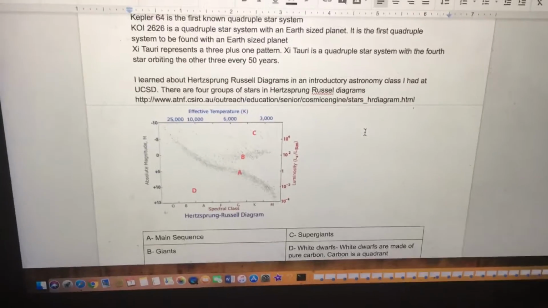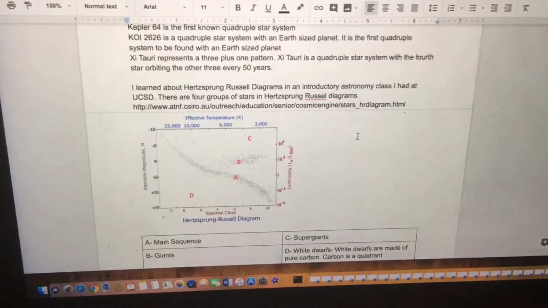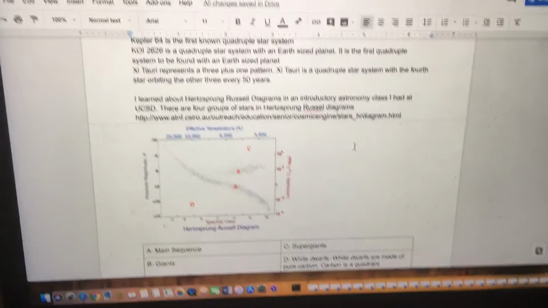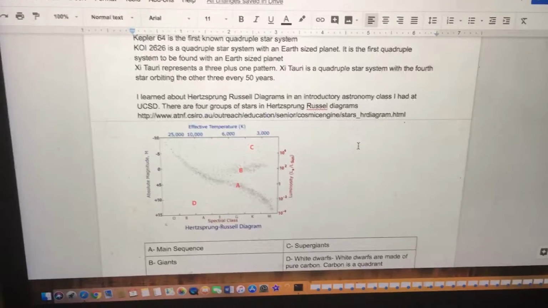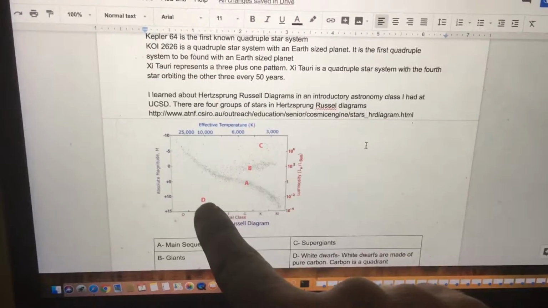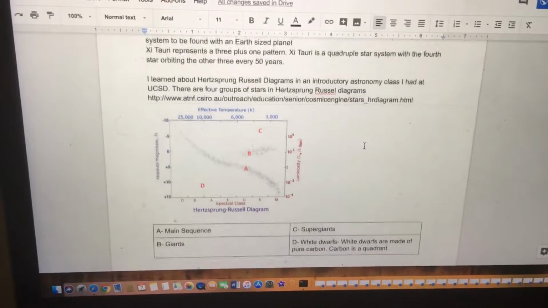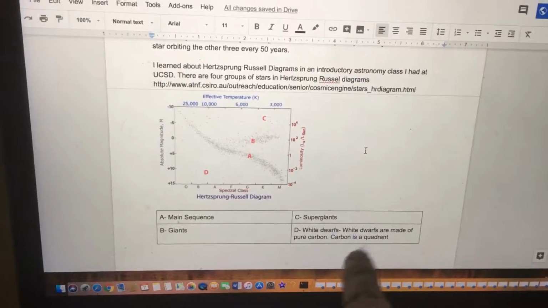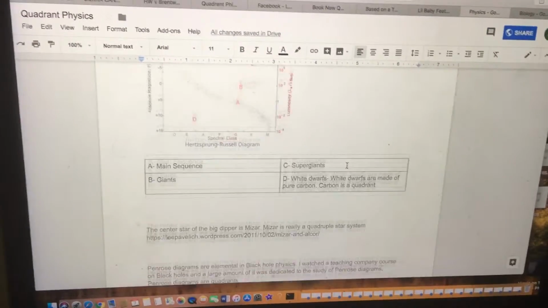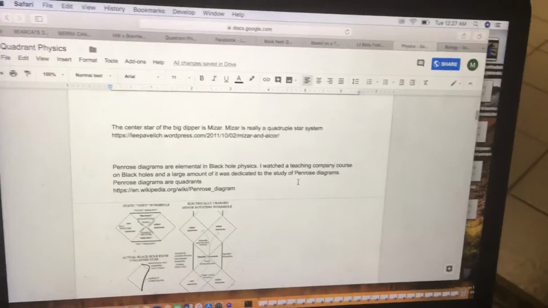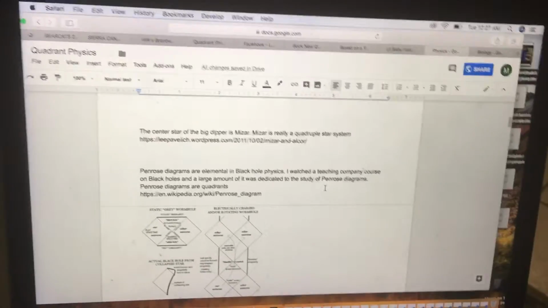So I learned about the Hertzsprung-Russell diagrams in an introductory astronomy class that I had at UCSD. In the Hertzsprung-Russell diagrams, there are 4 groups of stars. This one, this one, this one, and the 4th one, which is different. There's the main sequence, the giants, the supergiants, and then the white dwarfs, which are different. The white dwarfs are made up of carbon, and carbon has 4 valence electrons. It forms a quadrant. Carbon is the most important element in organic chemistry.